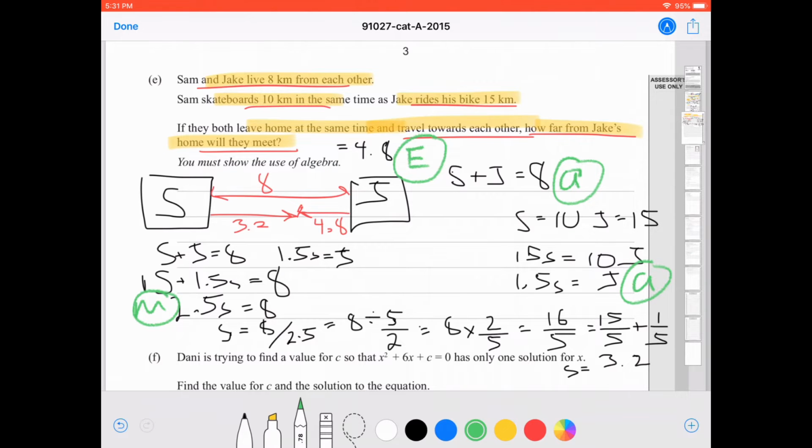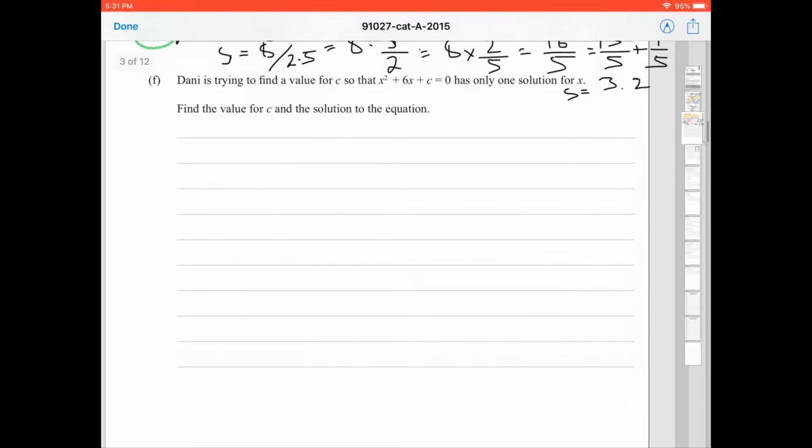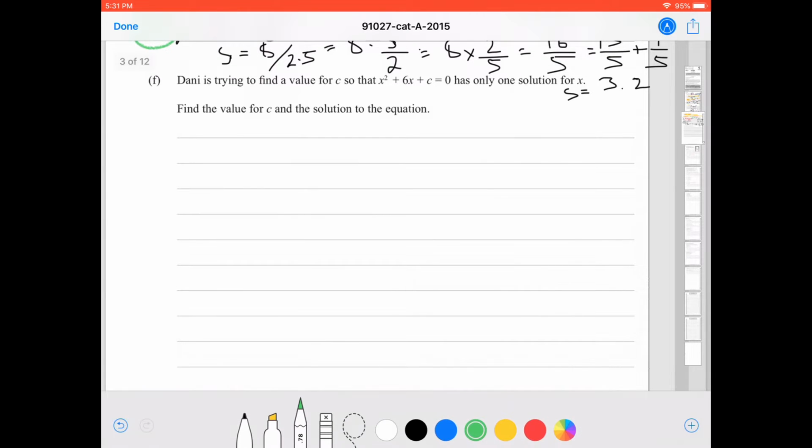Okay, let's move on to question 1F now. It says Danny is trying to find a value for c so that x squared plus 6x plus c equals 0 has only one solution for x. Find the value for c and the solution to the equation. Okay, so we've got this equation here, x squared plus 6x plus c equals 0, and we're looking for c and the solution to the equation. The important thing to understand in this question is this information here, only one solution for x.